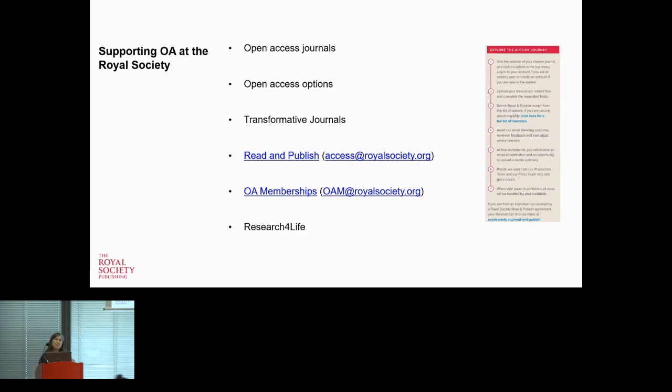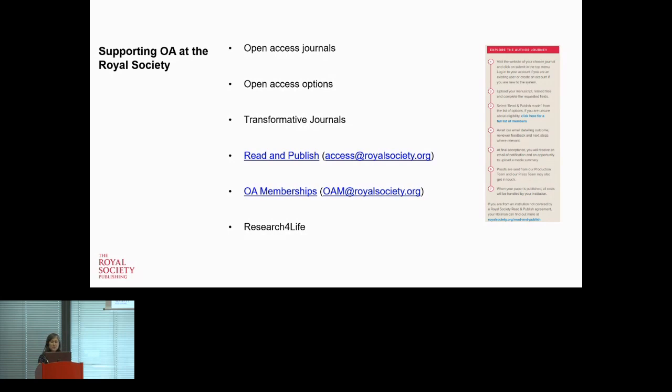Because obviously authors often have to pay out of their grants, and open access publishing can be a large cost. So transformative agreements are a way of trying to address this in a way that's fair for the authors and makes it easier for them. And there are a large number of institutions around the world involved in read and publish deals with us, and that number continues to grow year on year.